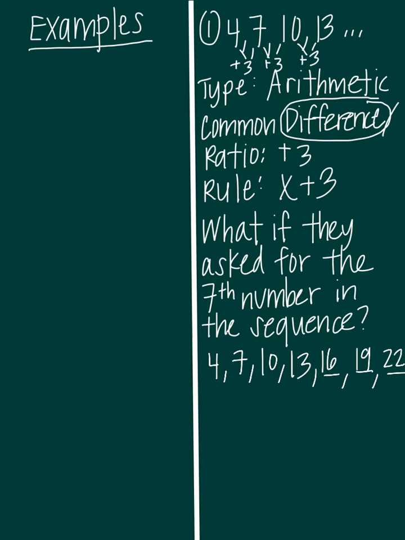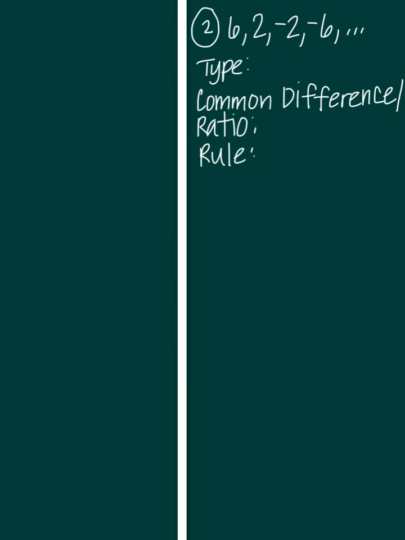Let's try another example. Alright, let's look at another example. So this time we have 6, 2, negative 2, negative 6, and that pattern continues. Looks like we are subtracting 4 each time. 6 minus 4 is 2. 2 minus 4 is negative 2. Negative 2 minus 4 is negative 6.